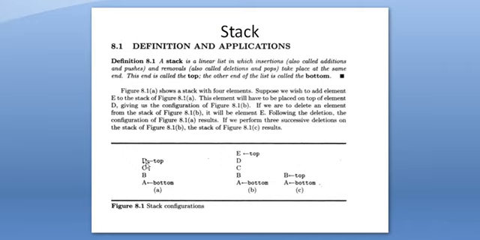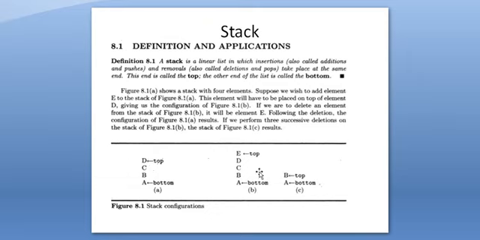So this is the first configuration of a stack, wherein you have four elements. A stack is a concept wherein the last inserted element will be removed first. So it uses the concept last in first out. In this configuration, you have four items: A, B, C, D. The top pointer points to D.